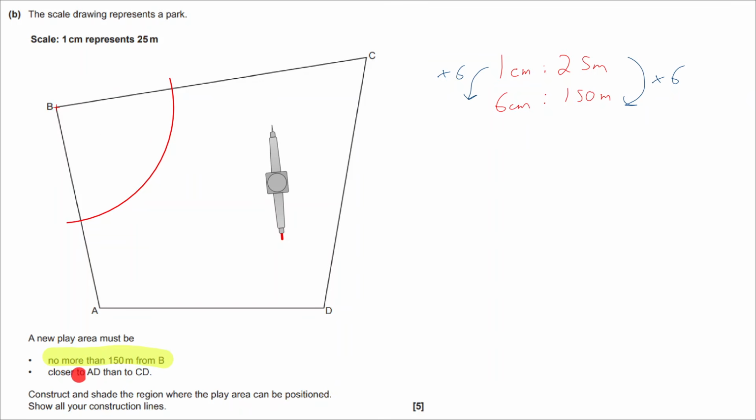This one, closer to AD than to CD. Now, that's saying it's got to be closer to the line AD than to this line, CD. So you want to basically cut this in half using an angle bisector, and you want everything over here because that's going to be closer to AD. But of course, you've got to do this using constructions. So this is recognizing you're going to be doing an angle bisector. Okay, again, exam practice, you're going to just spot these really, really quickly.